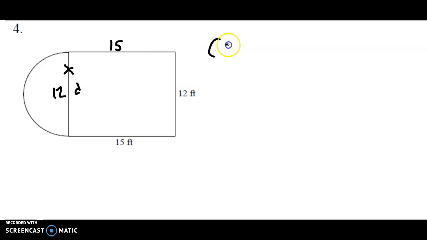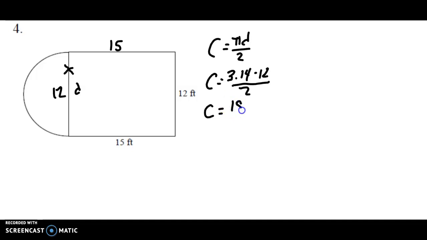C equals pi d divided by 2. 3.14 times 12 divided by 2. C is going to equal 18.84. And again, I'm going to write that over here.